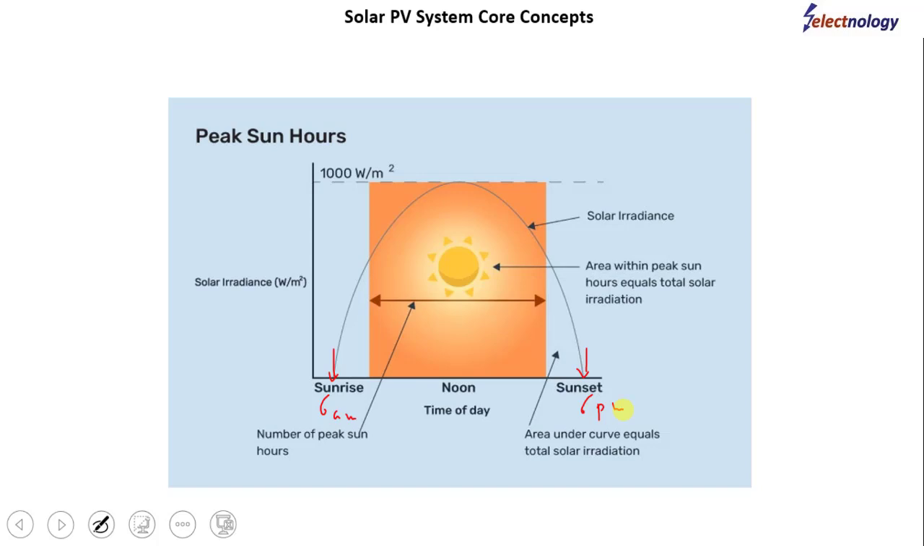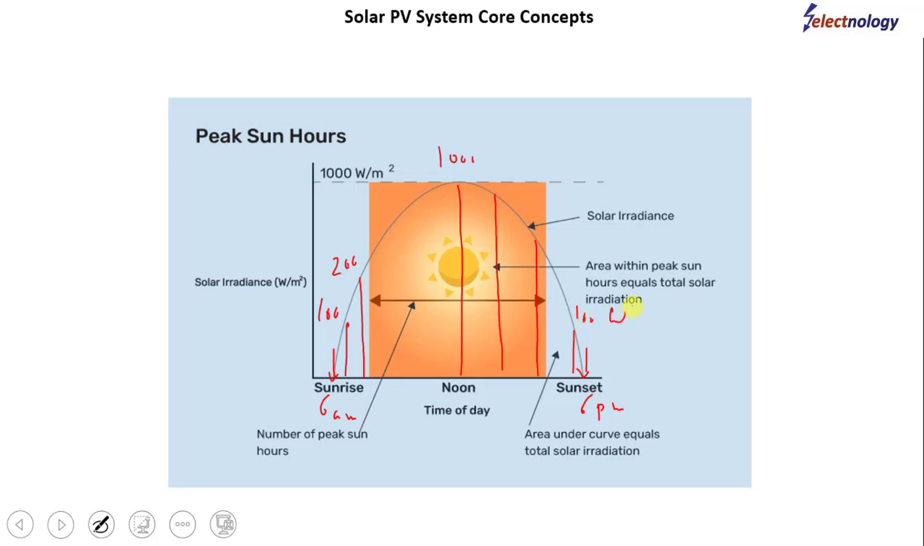Now assume when the sun rises, obviously it is giving very little light or energy, and by the time it reaches 7, assume it is giving 100 watts per meter square. Similarly, for the next few hours it will start increasing. Maybe the next hour is 200 watt per meter square, and by noon it may be 1000 watt per meter square. Then in the afternoon it will start decreasing, and by 5 p.m. it may be again 100 watts per meter square.